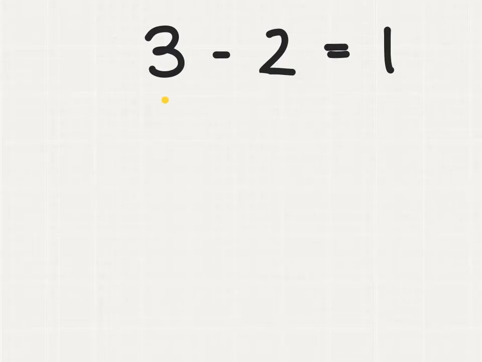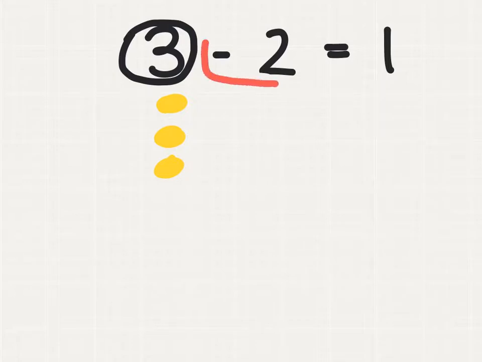Once again, 3, and maybe this time, instead of reading minus 2 as take away 2, maybe I can read this as positive 3 and negative 2, where this sign can be read as negative. Positive 3 and negative 2. So positive 3 is 3 yellow counters. Negative 2 would be 2 red counters.